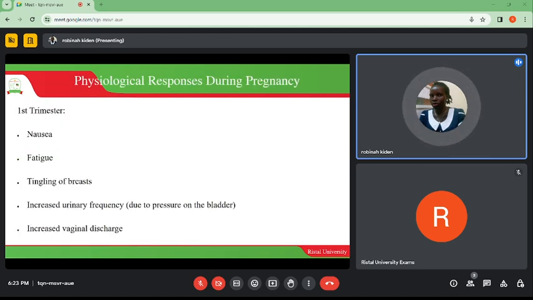Physiological responses during pregnancy. In the first trimester, the mother is likely to have nausea, fatigue, tingling of breasts. Tingling is like, specifically, like some tiny things piercing the mother in the breast. That is how I can explain it. Then increased urinary frequency, basically due to pressure on the bladder. Then increased vaginal discharge.